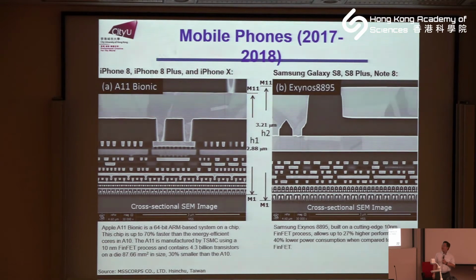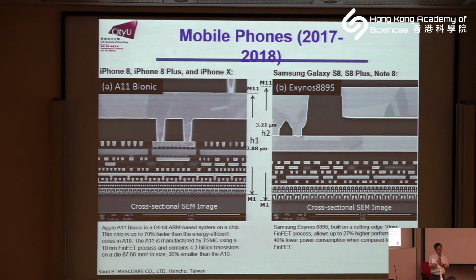If you look into the Samsung CPU, for the same technology, basically they are also using the same technology. Okay, so this is the 10 nanometer technology process, and this is a 10 nanometer technology process. It also has 11 layers of metal. Compared from the bottom to the top, it is about 3.2 micron. So as you can see, in terms of the scaling of the stacking, Apple is more aggressive than Samsung. Okay, it doesn't mean Apple is better.